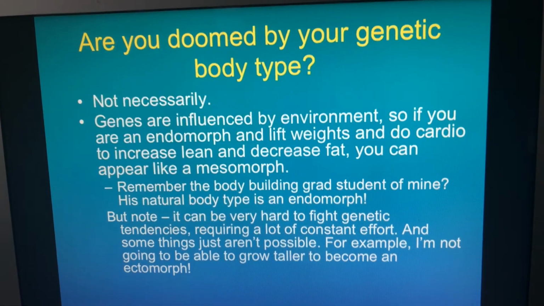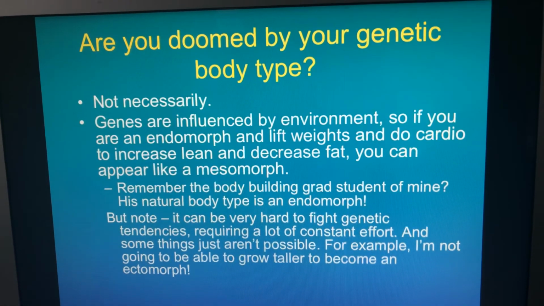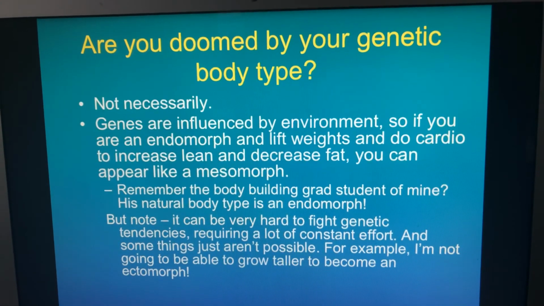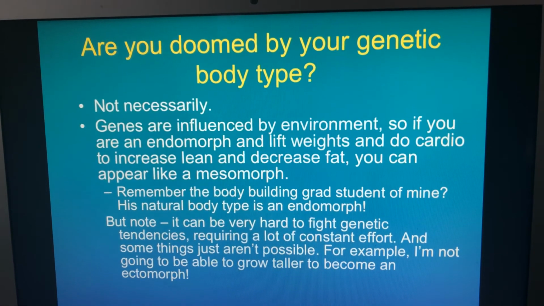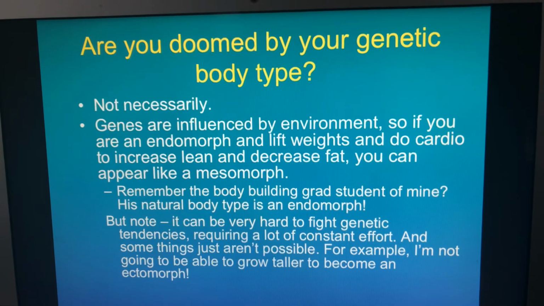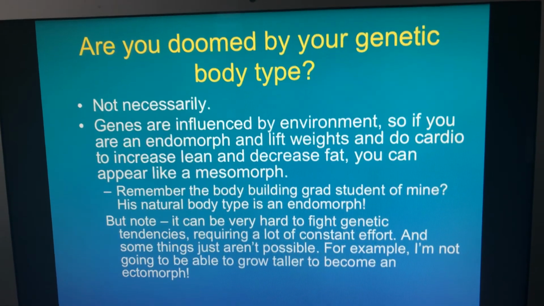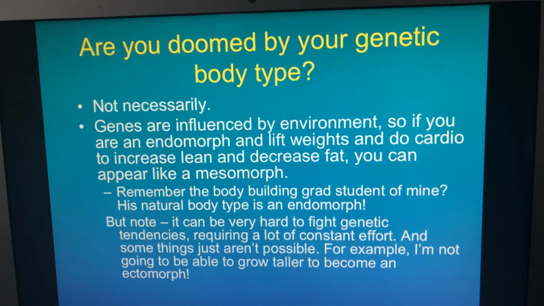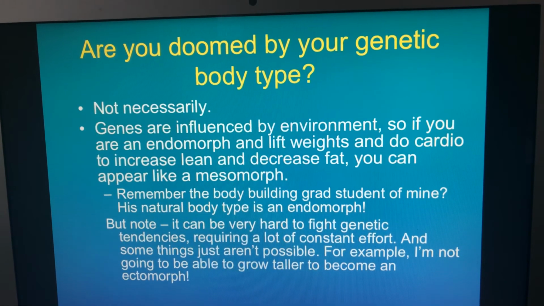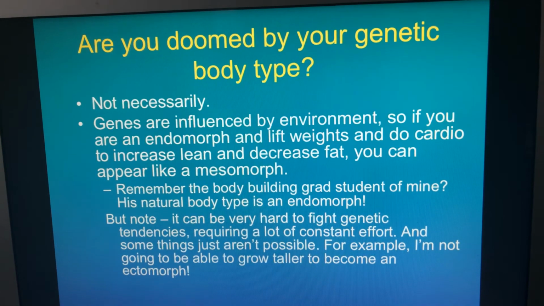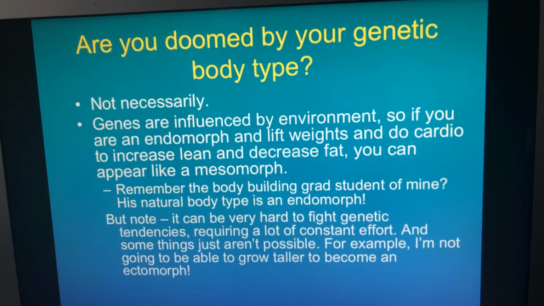Some people it may be really, really difficult, but if you remember that guy that I showed you in the energy balance slides, the bodybuilder with the mullet, that friend of mine, he's actually an endomorph, but got really, really into weightlifting and got really, really careful about his diet. But do know that it can be really hard to fight genetic tendencies.